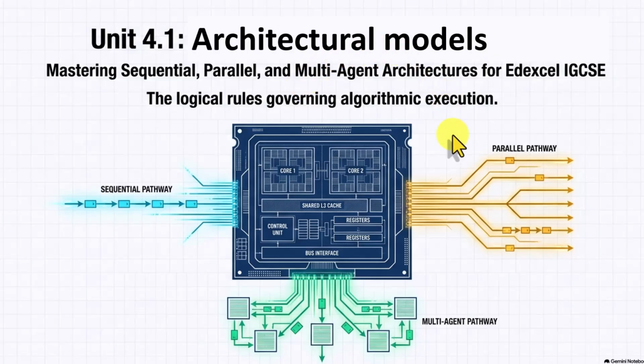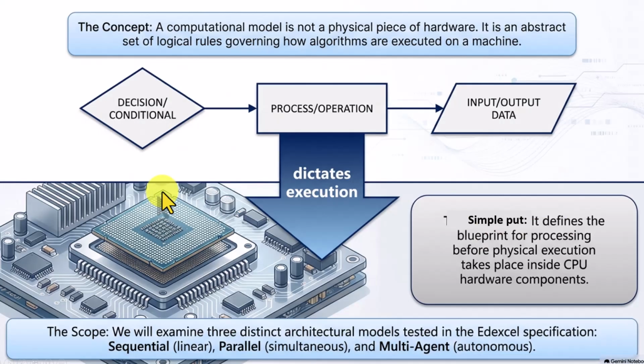After talking about some computational models, which was just an IPO model we discussed in the first video, let's talk about some architectural models. First of all, we will be discussing the difference. Overall, a computational model is not a physical piece of hardware. Here in computational model, we are not talking about the physical pieces of hardware. It is just an abstract set of logical rules governing how algorithms are executed on a machine. For example, IPO, input, process, and output, that is just a computational model. Every computer needs to take input, then process that, then simply output that. So that is an idea, that is a computational model.